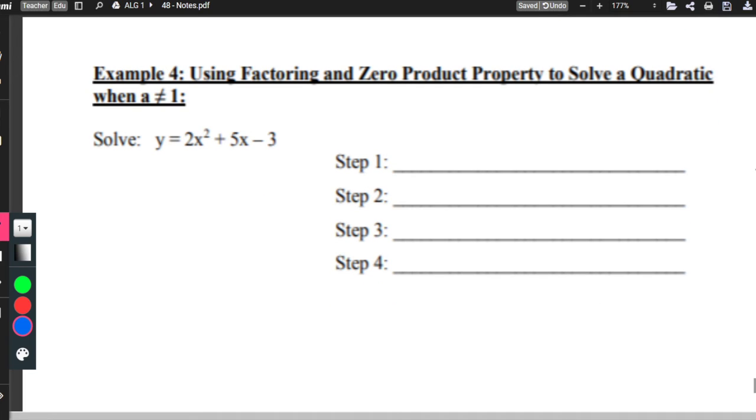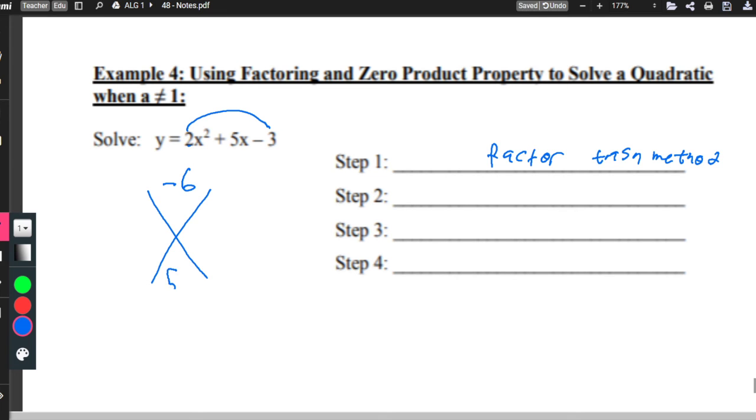Alrighty, so using factoring and the zero product property to solve a quadratic when a is not equal to 1, it's going to be similar to how we did it before. I'm going to first start off by using our trash method. The easiest way, we first multiply our first term and our last term, so we have to get up to -6. That has to add up to 5. As we saw before, that is -1 and +6.